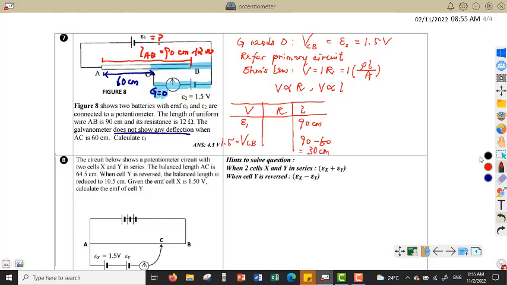Okay, and then we can apply the ratio. Voltage must equal the ratio of length because the voltage is proportional to the length. So we have E1 over 1.5 equal to 90 cm over 30 cm. You might pause the video to do the calculation. If you calculate correctly, you should get E1 as 4.5 volt. Alright, then we have determined E1.